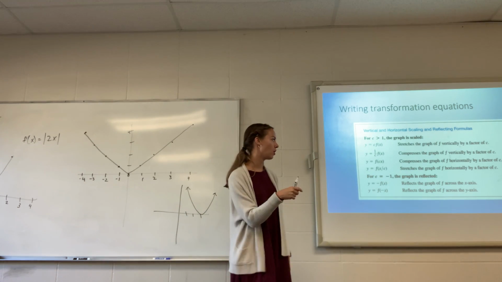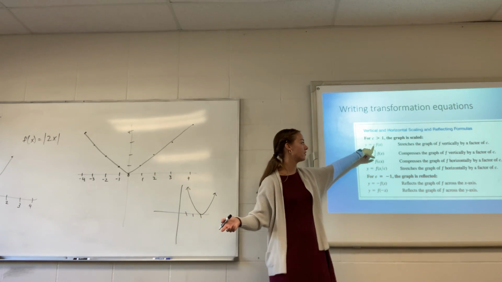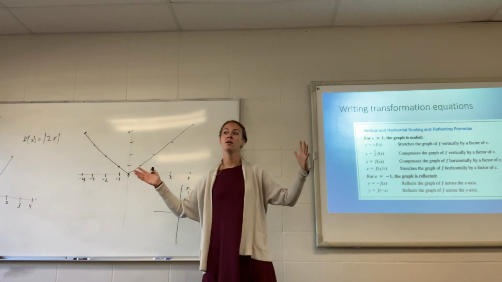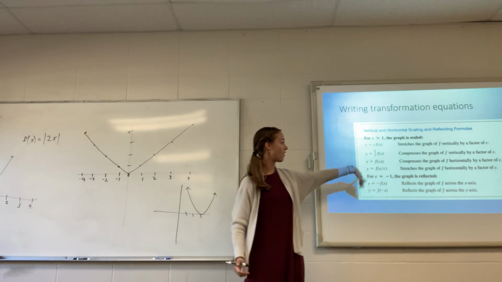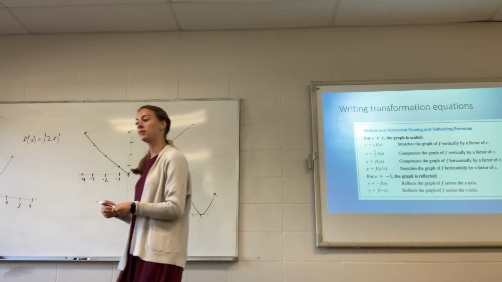I'm just gonna use 7 for all of these. So if I'm gonna stretch the graph vertically by 7, I would put 7 right here. But if I'm gonna compress by 7, then you're gonna have a fraction. So you would have 1/7 outside of your entire function.